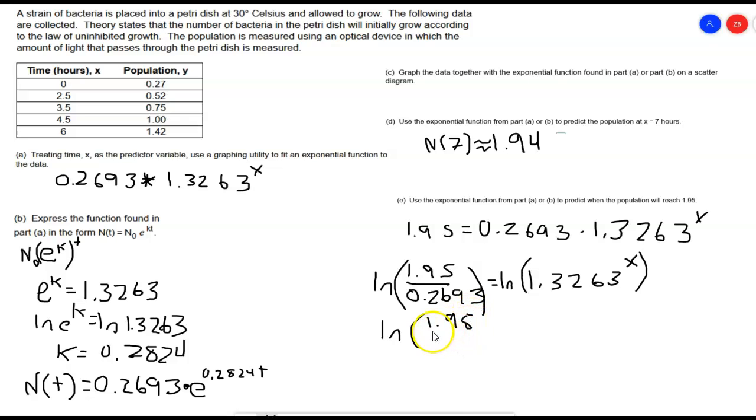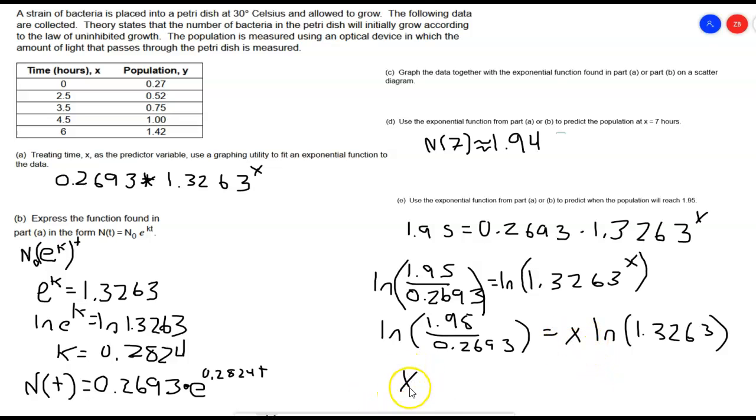So the natural log of 1.95 over 0.2693 is going to be equal to, I'm going to move that out front, x times the natural log of 1.3263, and I can only do that with logarithmic functions. Alright. And finally, I am going to divide both sides by the natural log of 1.3263.